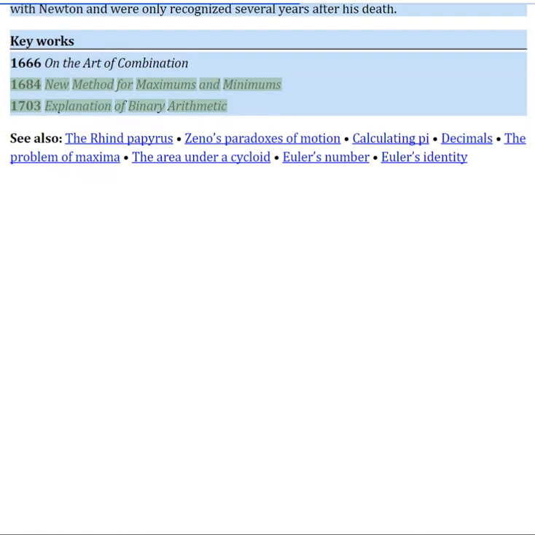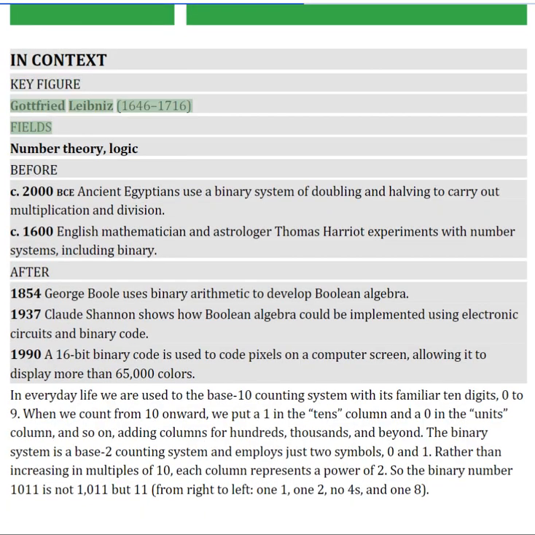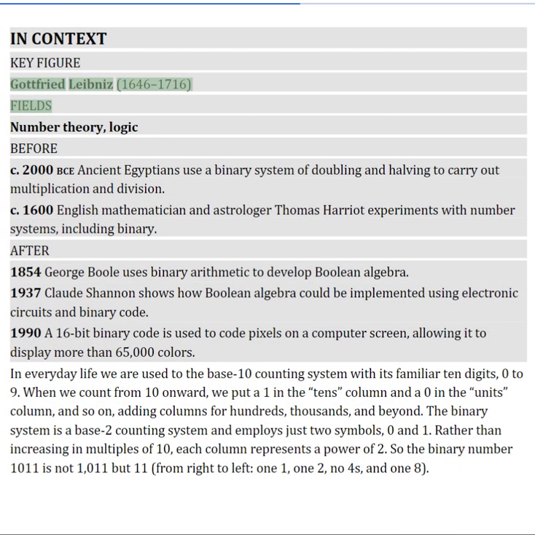1684, New Method for Maximums and Minimums. 1703, Explanation of Binary Arithmetic. See also, the Rhind Papyrus, Zeno's Paradoxes of Motion, Calculating Pi, Decimals. The Problem of Maxima. The Area under a Cycloid. Euler's Number. Euler's Identity. In context. Key figure: Gottfried Leibniz. Fields.